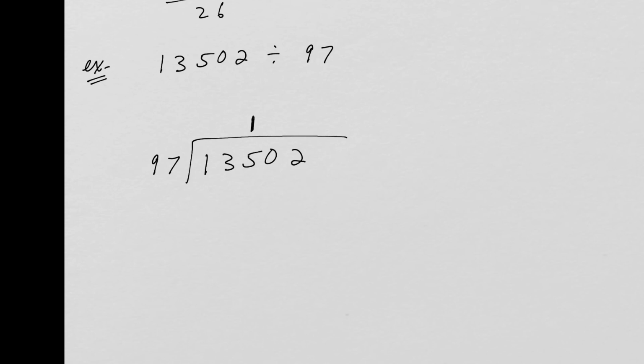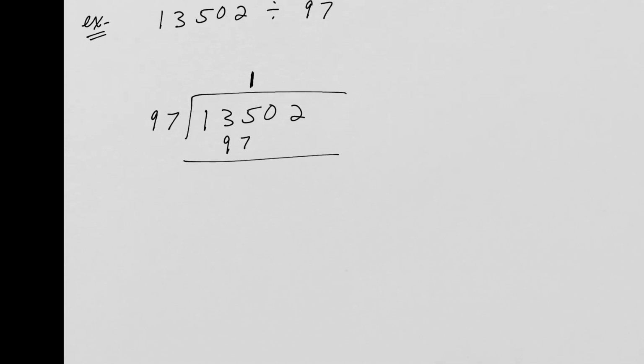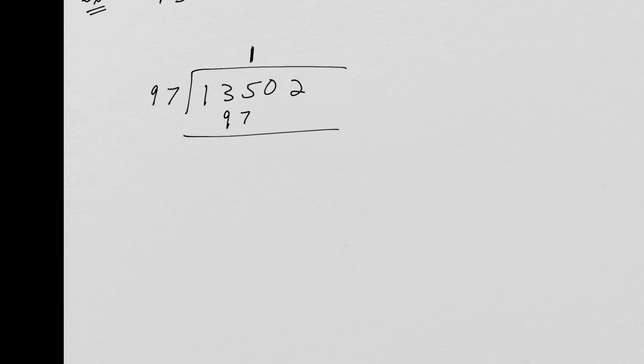I multiply 1 times 97, well, that's just 97. And then subtract. So I need to borrow here, right? So 15 minus 7 is 8. 2 minus 9 I can't do, but I can borrow. So 12 minus 9 is 3. And then I bring down the next digit, a 0 here. Okay, 97 into 380. Again, 4 times is going to be just about 400. So it looks like it'll only be 3 times.